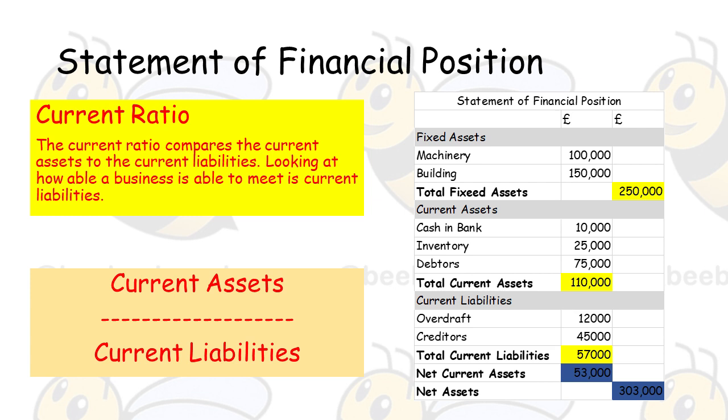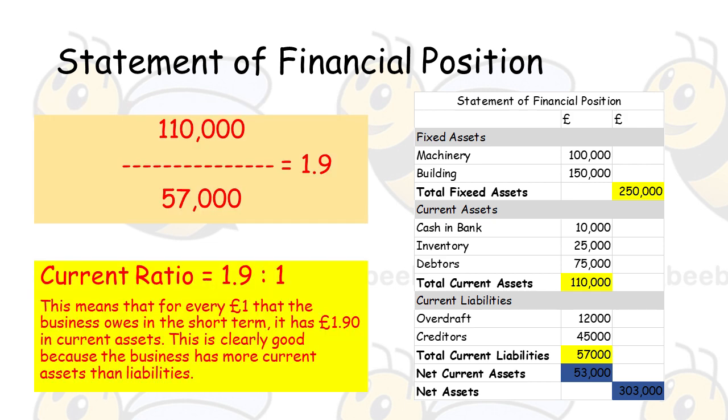You quite simply do a division of the current assets divided by your current liabilities. In my example here, that would be 110,000 divided by 57,000, and that would give me an answer of 1.9. Now, normally you'd write the ratio down as 1.9 to 1. However, you would get the mark for just writing 1.9 down. But it's important to understand what that means.